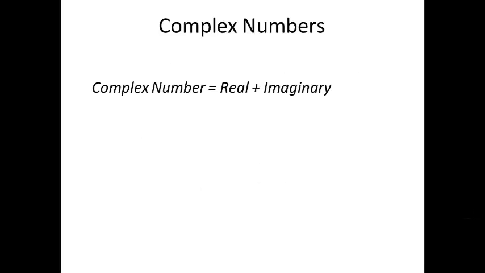Okay. Now let's talk about a complex number. We just talked about imaginary numbers. A complex number is just a real number plus an imaginary number, like negative 4 is a real number and 3i is an imaginary number. You put them together and you're going to get a complex number.